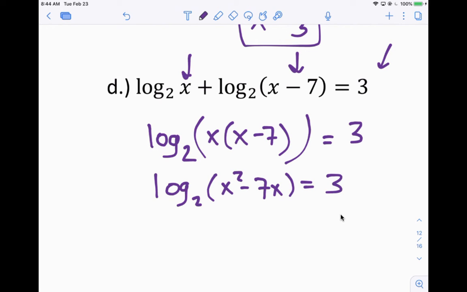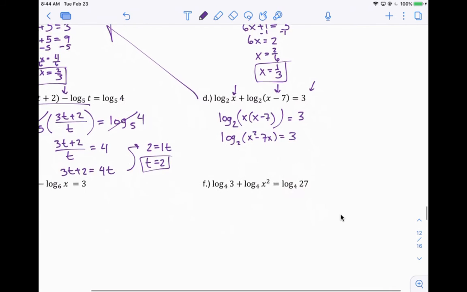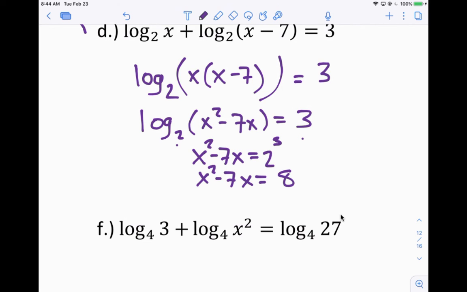We get x squared minus 7x is equal to 3. That doesn't entirely solve my log problem, right? But now this is looking strikingly similar to this first one up here. How did I solve it that way? I made the circle. And so this, if I rewrite it as an exponent, is 2 to the third, otherwise known as 8. Okay, and now the log has dropped away.